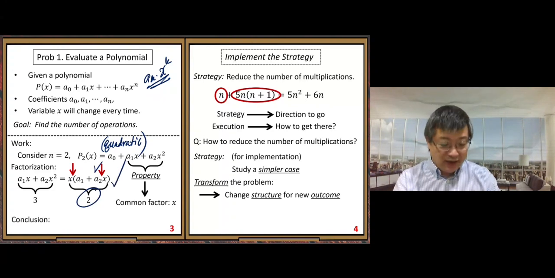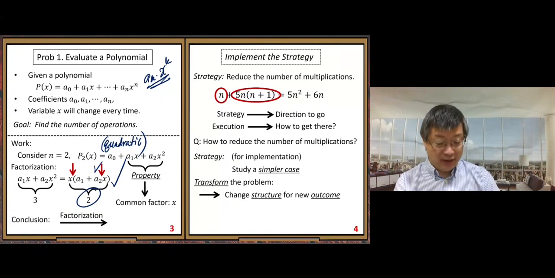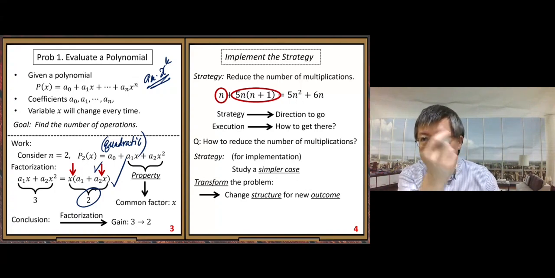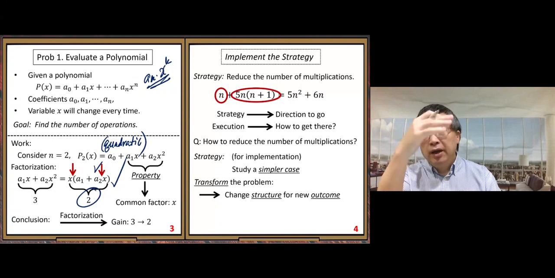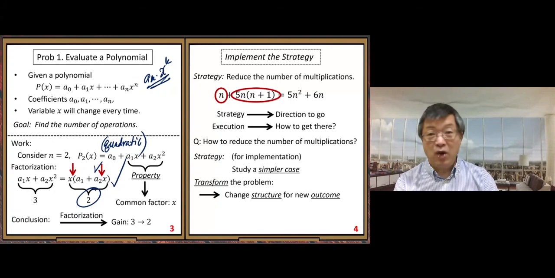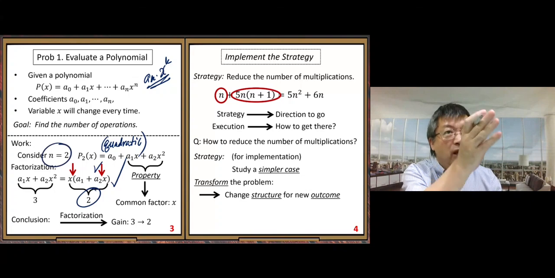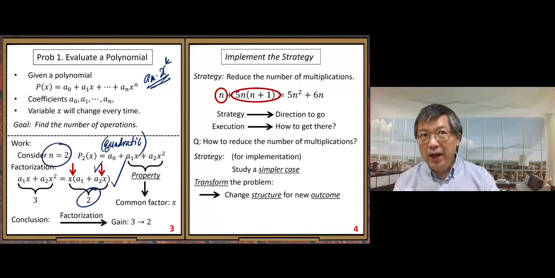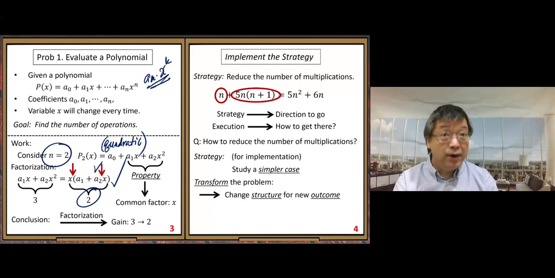So the conclusion. When we do the factorization technique, this is a small technique, but we have some pretty good gain here. We reduce the count from 3 to 2, a 1/3 improvement. That's quite significant. But that's just for the n equals 2 case. When n is larger, can we do a better improvement?